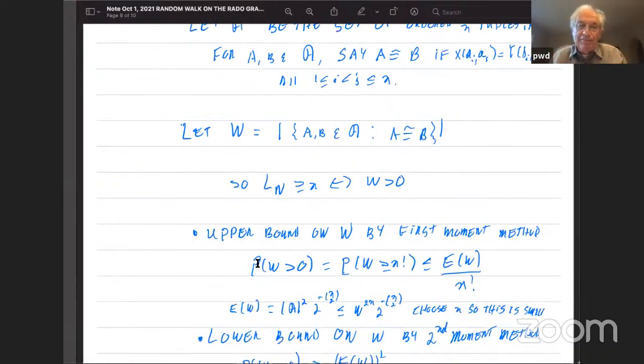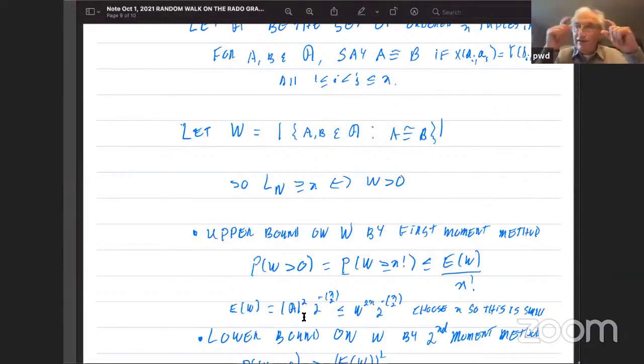moment method. The chance that W is bigger than zero, which is what I had to get my hands on. Well, because there's this symmetry, Sn acts on the indices, you can permute everything. So that's equal to the chance that W is bigger than n factorial, and that's less than or equal to the expected value of W over n factorial. The expected value of W, it's not bad.